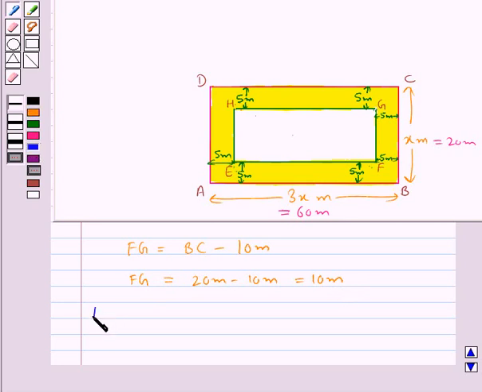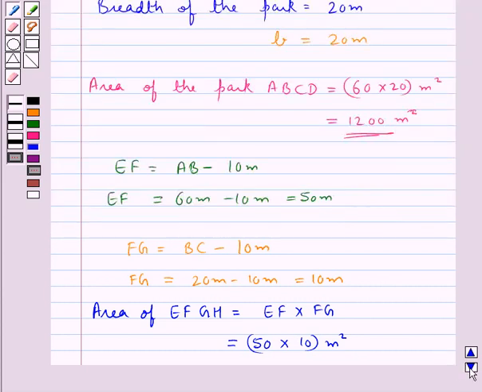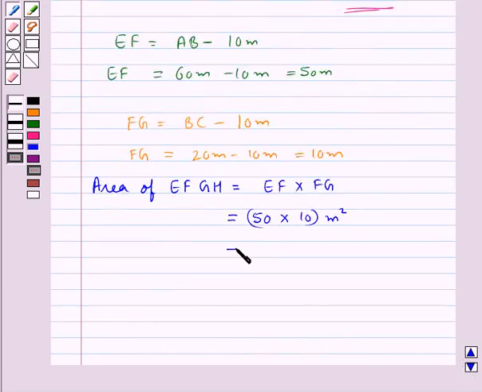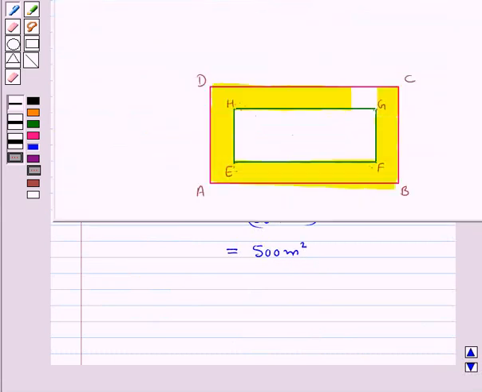Now, area of EFGH is equal to EF into FG, that is equal to 50 into 10 meter square, and this would be equal to 500 meter square is the area of EFGH.